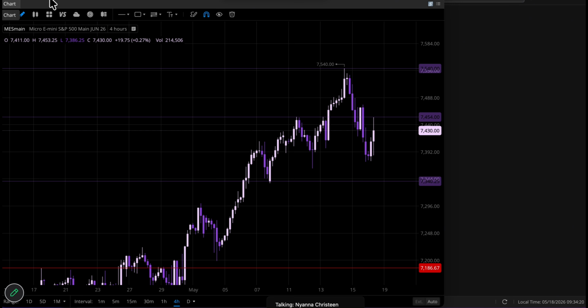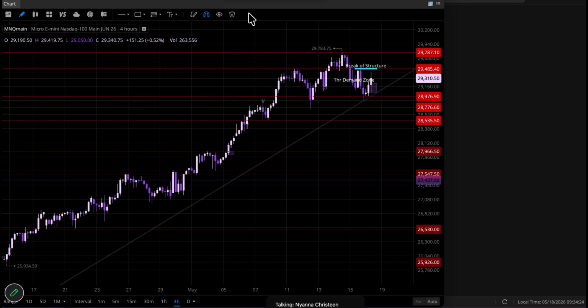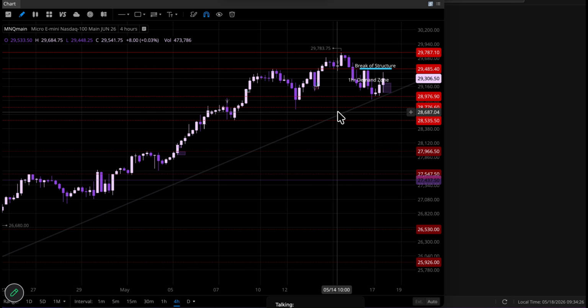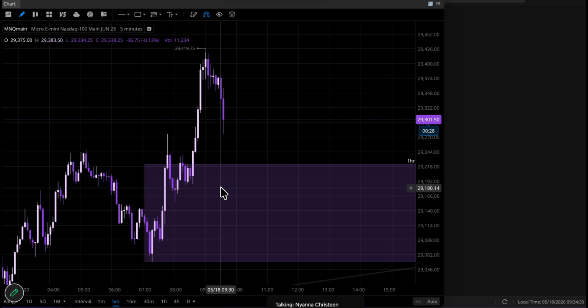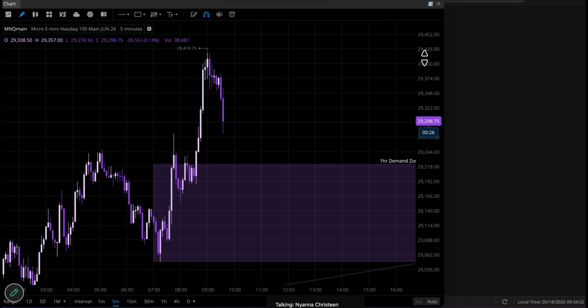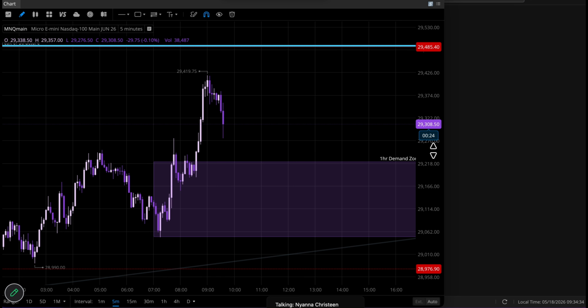Now let me put this back. And I do it on the higher time frames because that's how I know it's a major break of structure. Like the 1 hour, the 4 hour, and the daily.